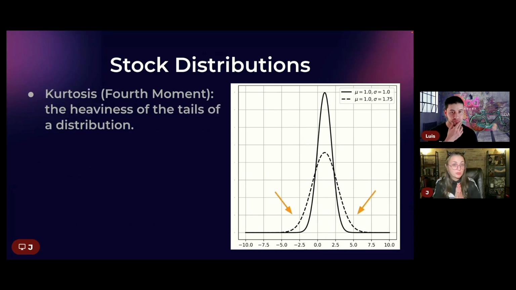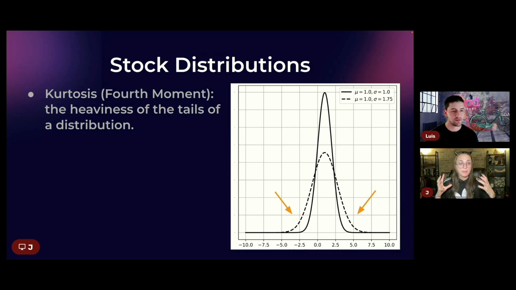And the fourth moment, which people don't talk about, but is still helpful to talk about, is kurtosis. So this gives you the heaviness of the tails of a distribution. What we can see here is that the tails fall off pretty much immediately, which means those really extreme moves to the upside or downside are not very common. But in certain types of distributions, we might have very heavy tails, which means those really big outlier moves might be more or less likely depending on the underlying.